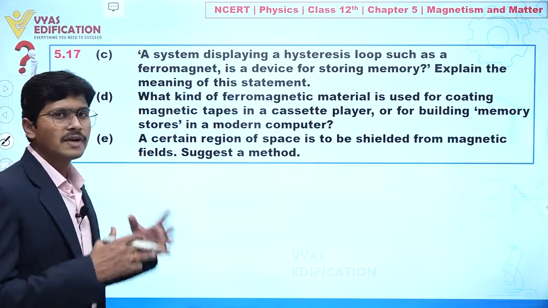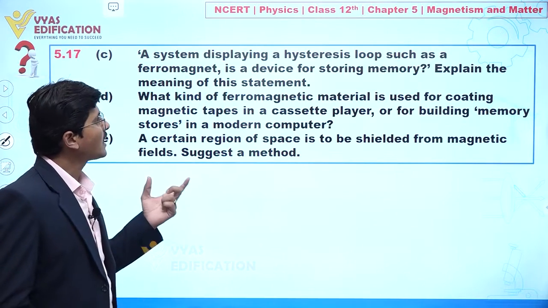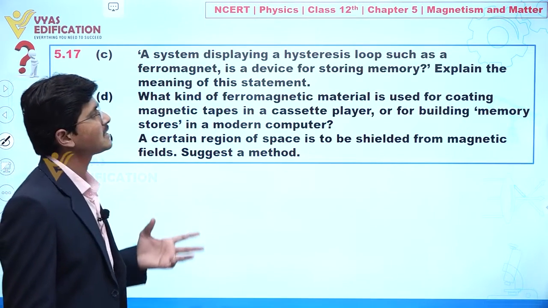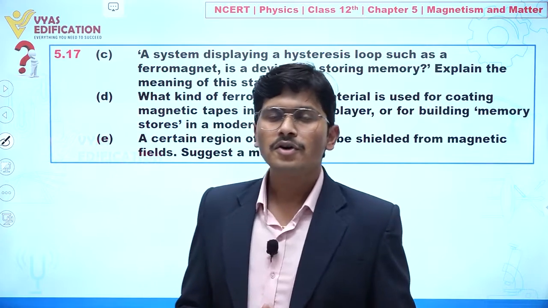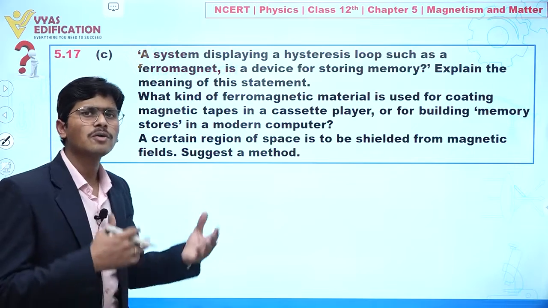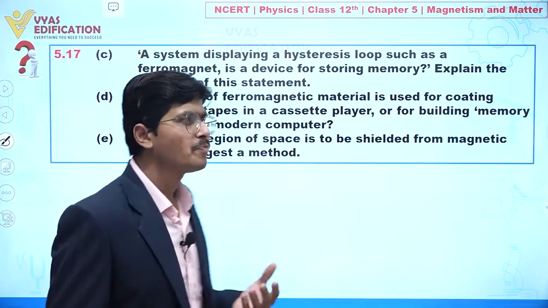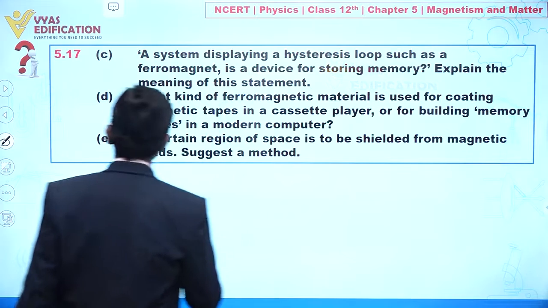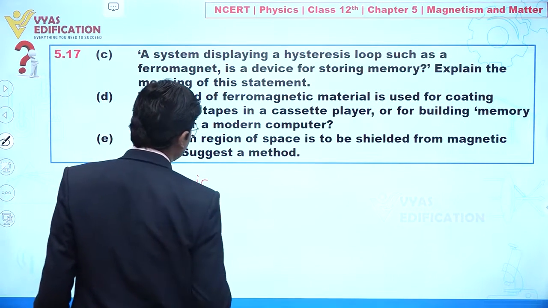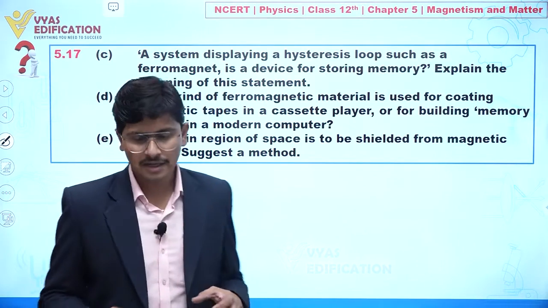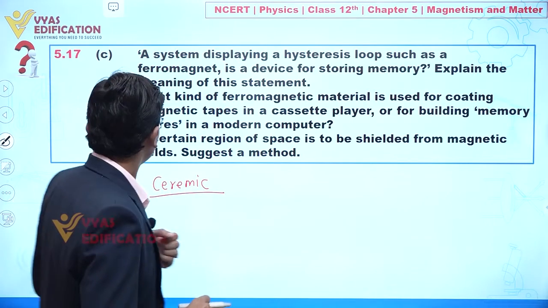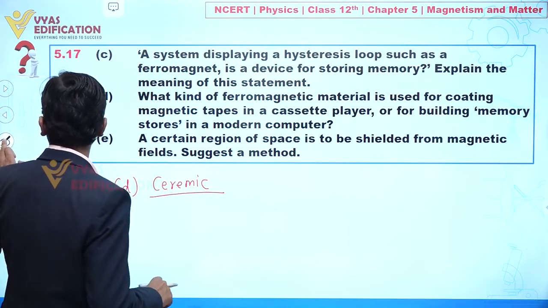Now we are going to discuss part number D. What kind of ferromagnetic material is used for coating magnetic tape in a cassette player? Clear? So for the coating of magnetic tape that is utilized in a cassette, we utilize a particular material that is known as ceramic. Clear to everyone?